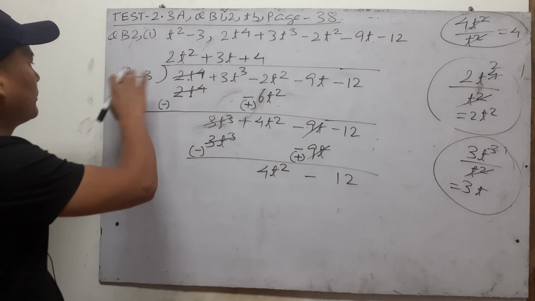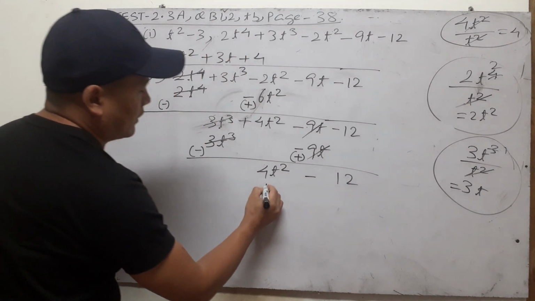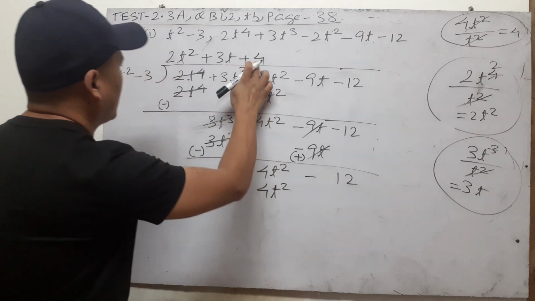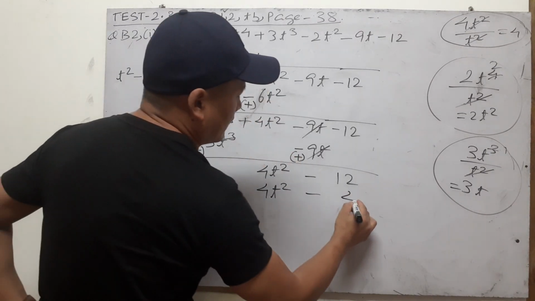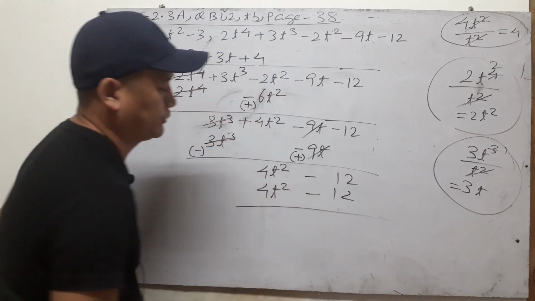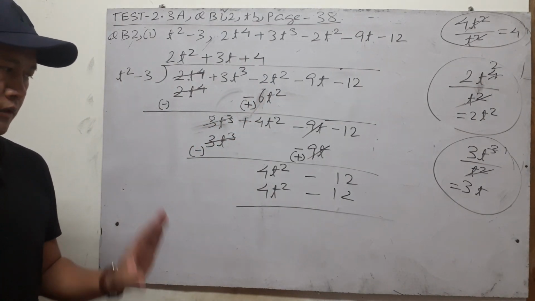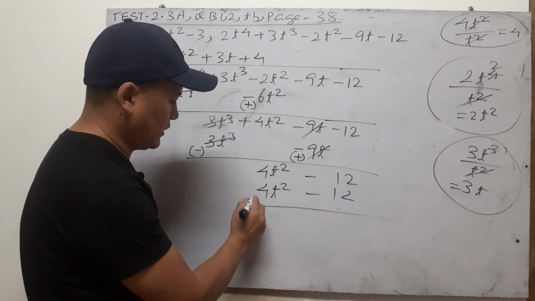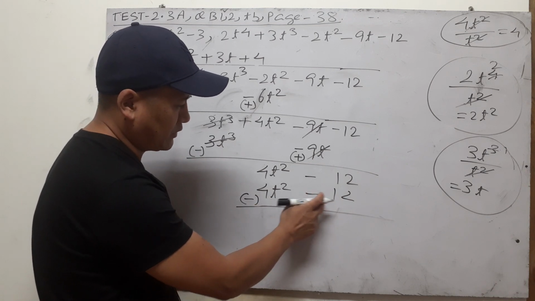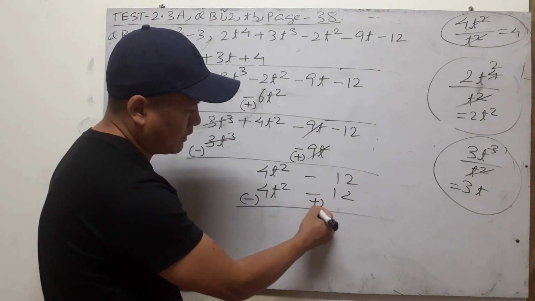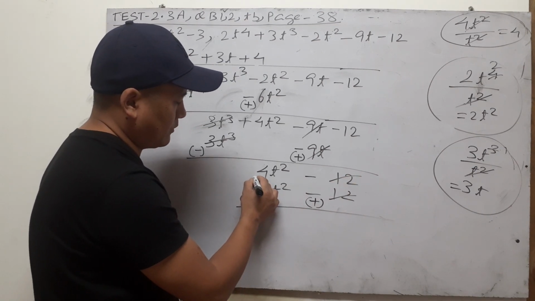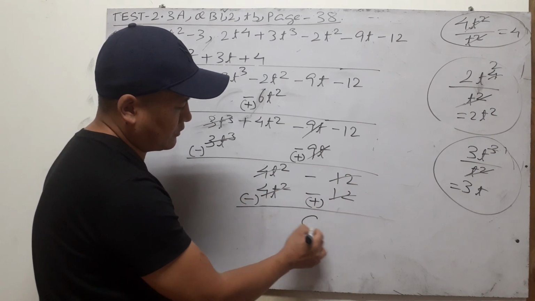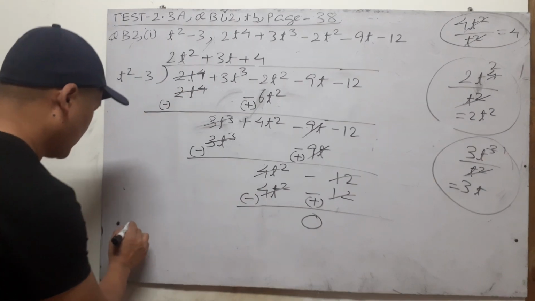Now plus into plus is plus, 4 into t squared is 4t squared, plus into minus is minus, 4 threes are 12. So put a dash. Change the signs of the lower terms. So here plus 4t squared becomes minus 4t squared, and minus 12 in the lower becomes plus 12. So plus 12 minus 12 is 0, and 4t squared minus 4t squared is 0. So the remainder is 0.